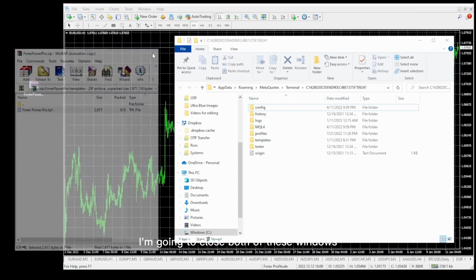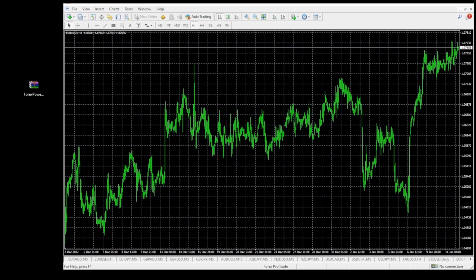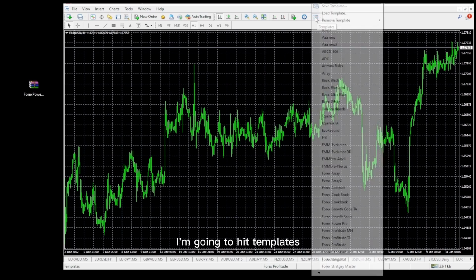And with that, I'm going to close both of these windows. I am going to close the platform again and now reopen the platform. And with that platform reopened, the same process applies. I'm going to hit templates.